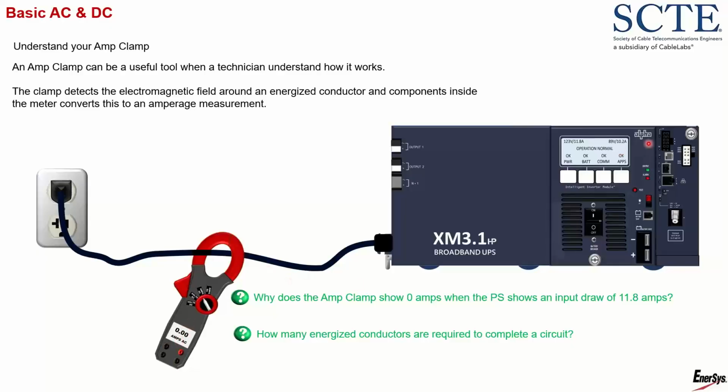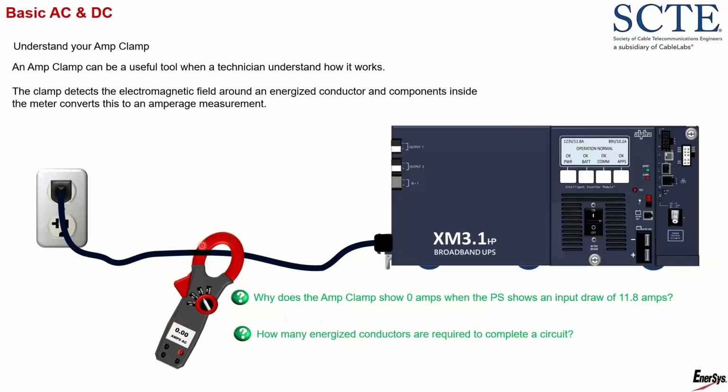Okay, so I got a power supply here and it says my input current is 11.8 amps. I put my amp clamp around the cord going to the power supply, but it says 0. Well, how can that be? Shouldn't there be a magnetic field around this cord that this amp clamp picks up? Well, how many energized conductors are required to complete a circuit? The answer is a minimum of 2.